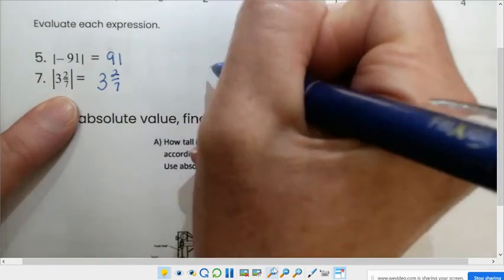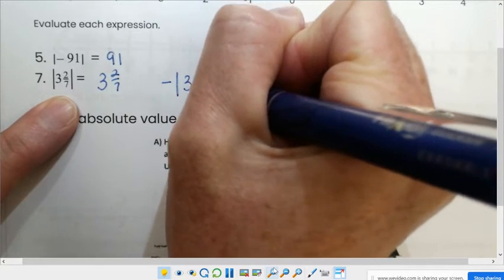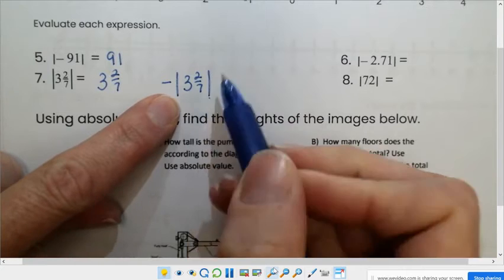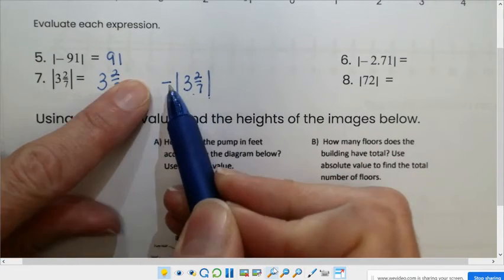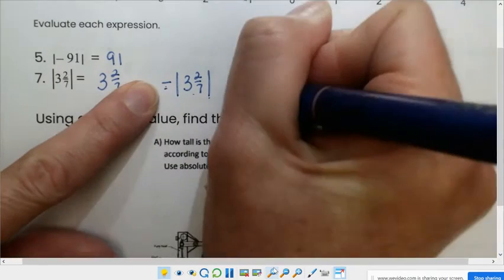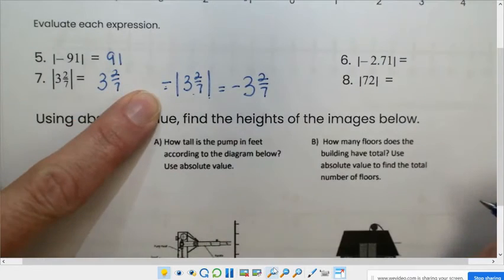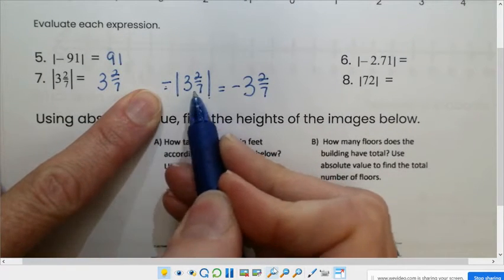Now, if I had something like this, because the negative would be on the outside of the absolute value signs, I'd take the absolute value of what's inside first. So it'd be 3 2/7, and then I'd add on this negative sign. So it would be a -3 2/7 then, would be the answer for this one, if the negative is on the outside of the absolute value symbols.